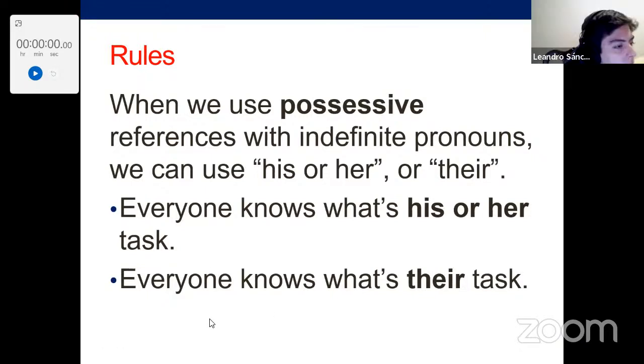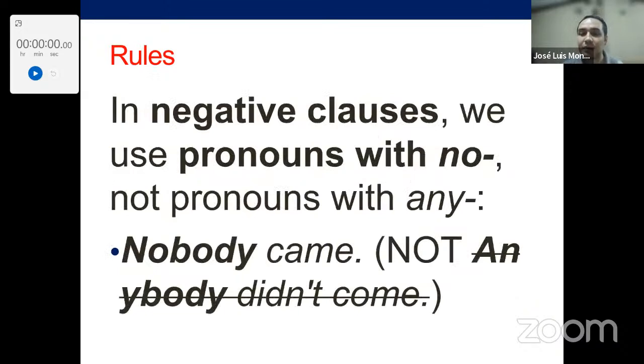Everyone knows what his or her task is. Everyone knows what their task is. Exactly. So one more time, the second one is more common. It feels more natural. Everyone knows what their task is. So one more time, you conjugate them as singular, but the second time you mention them is plural, and the possessive that you use is plural. So that's the third rule, and that's, I think, the most important one.